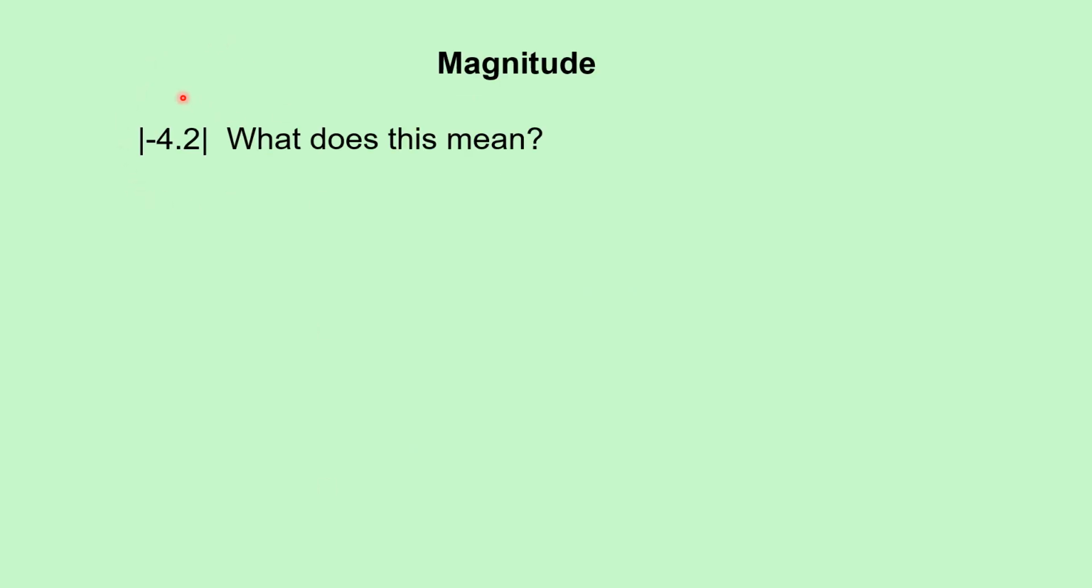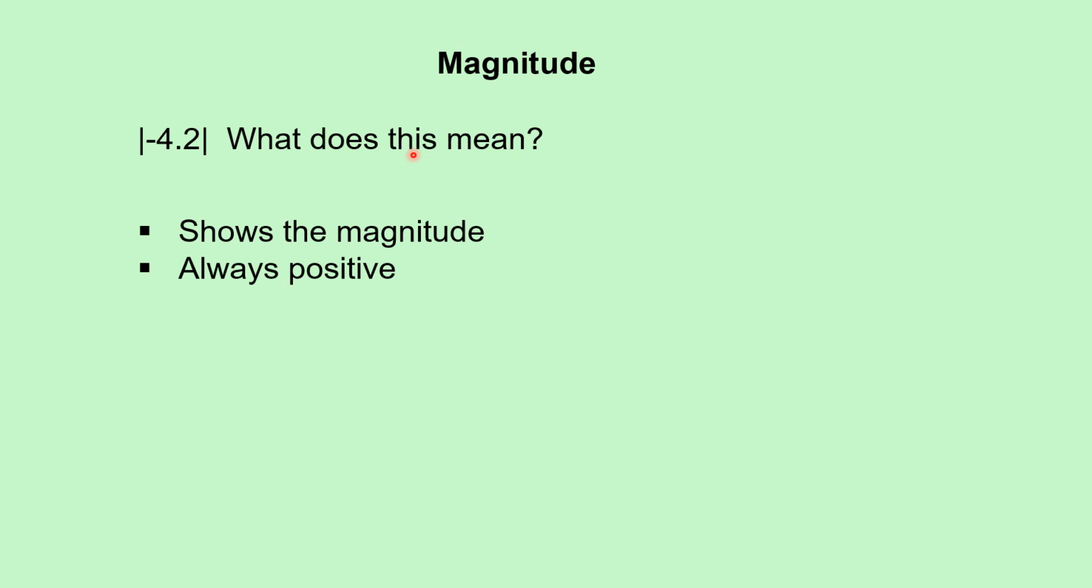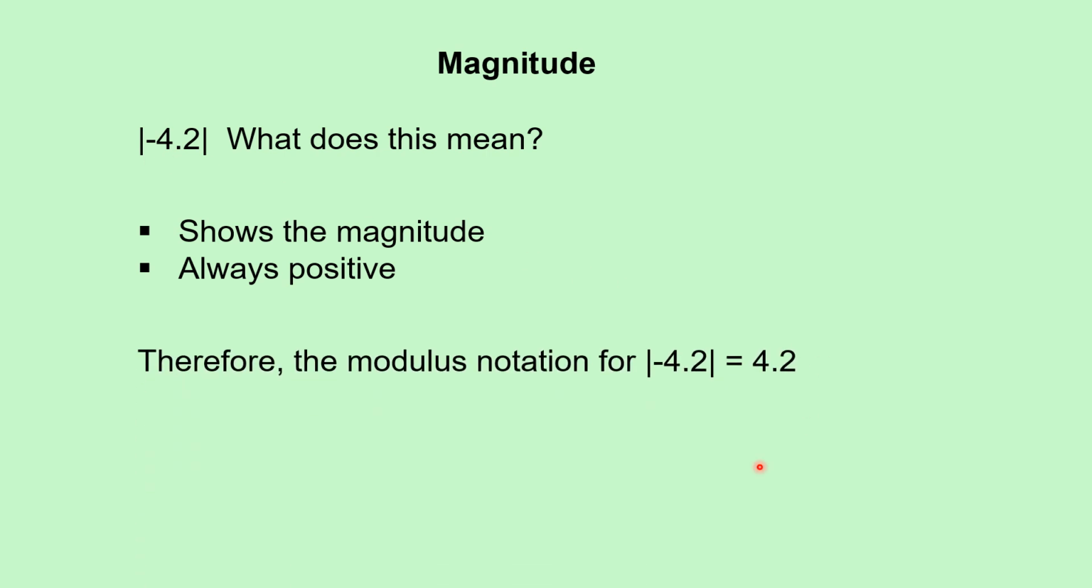Have you ever seen this type of case? You have one straight line here and here, and then inside these two straight lines, you have negative 4.2. So what does this mean? This one actually shows the magnitude, and the answer is always positive, although inside these two lines it shows the negative sign. So we call that the modulus notation: the modulus of negative 4.2 is equal to 4.2. So we take out the negative sign.